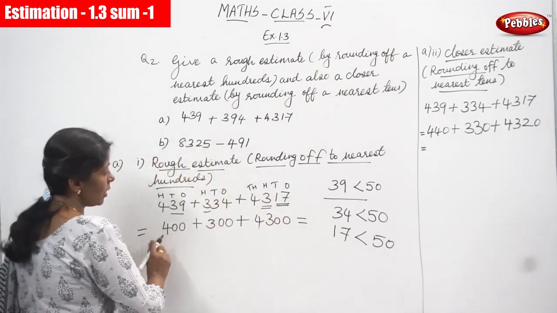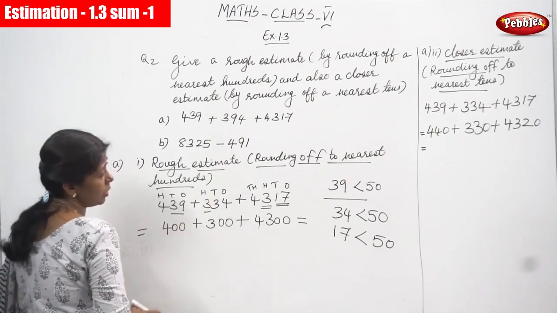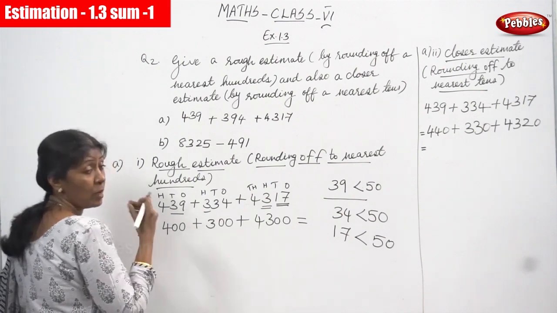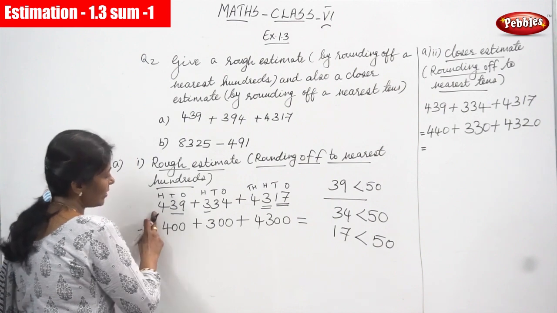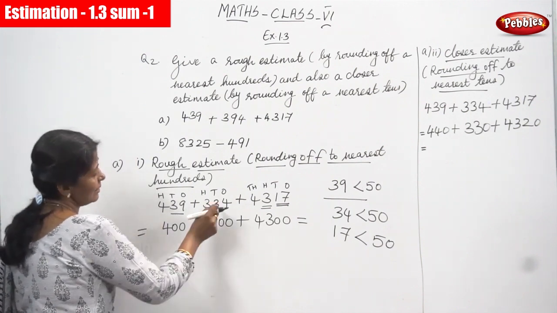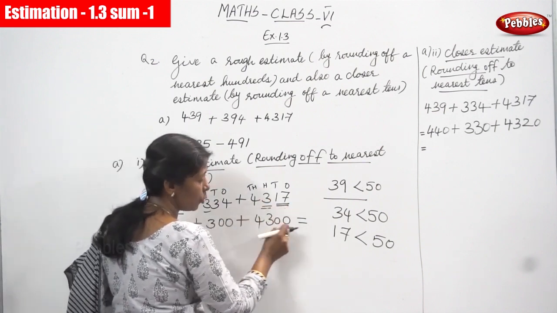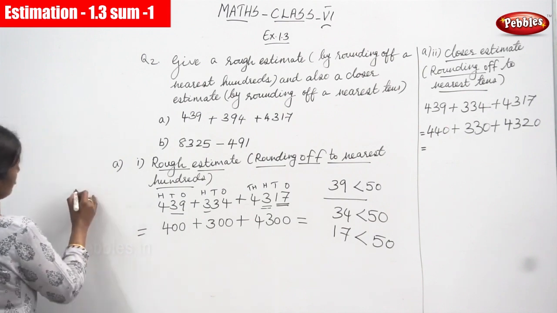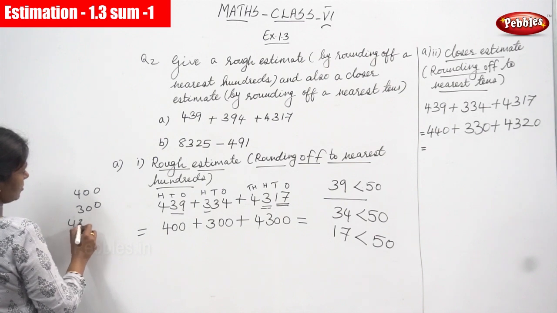Okay, now you have done the rounding for the rough estimation. These are all estimation values, not the exact value. So 439 becomes 400, and 334 becomes 300, and 4317 becomes 4300. Now we are going to add everything. So just write it as 400 and 300 and 4300.